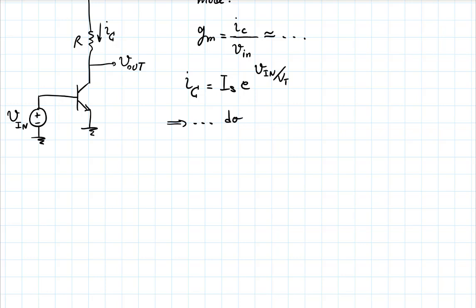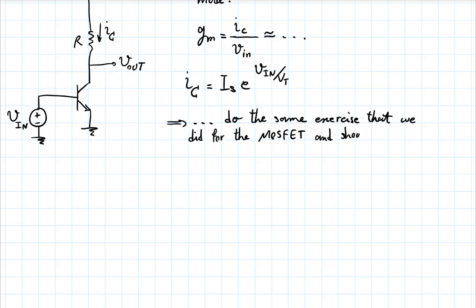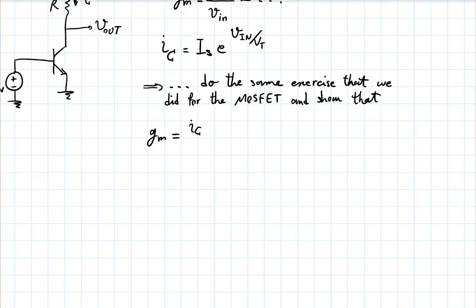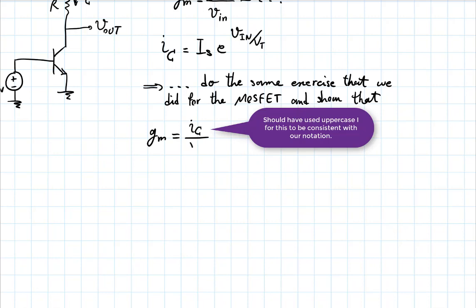like we did for the MOSFET, and show that Gm will be, what will it be? Imagine you're trying to do that exercise very quickly in your mind. All the same thing that we did for the MOSFET over here. What would the outcome be? IC over, very close, that bias current over VT.